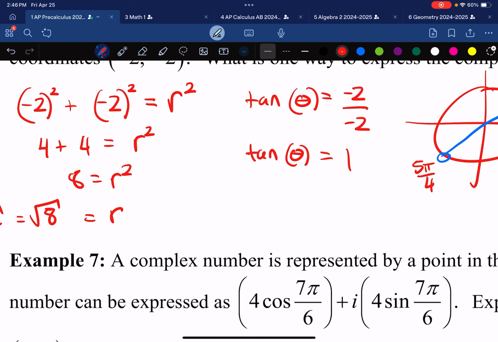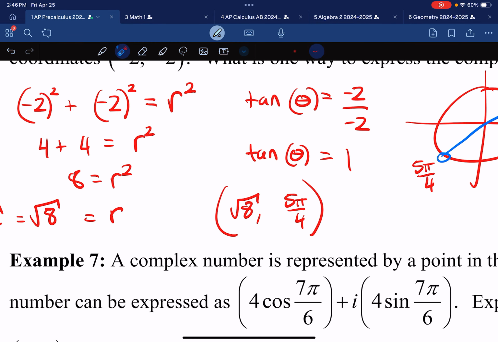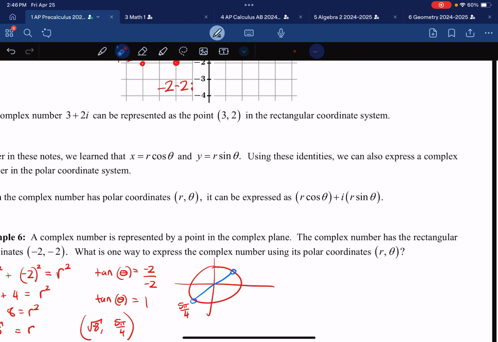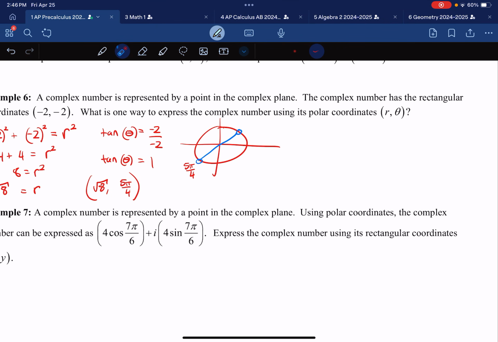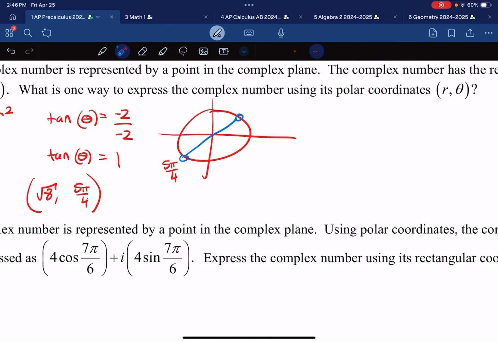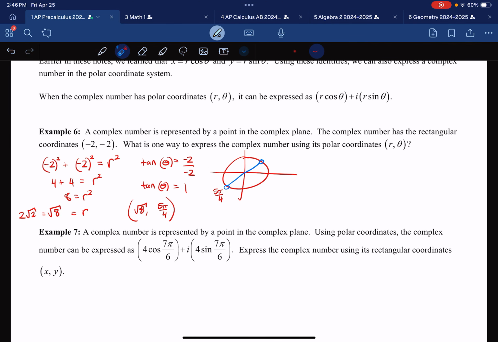So you can't just say it this way though. So I'll say what most people do. They'll say like it's the square root of 8 comma 5 pi over 4. I mean, you're kind of right, but because this is in complex land, because we're on the complex coordinate plane where we have an imaginary axis and a real axis, the way we actually answer it is like this. We say, okay, use those, but I want it in this form. This is the form of complex numbers.